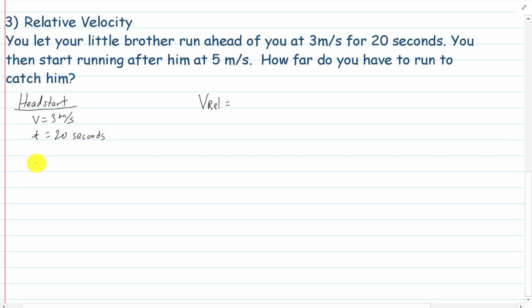So the distance of the head start is velocity times time. Just him running is 20 times 3, which is 60 meters. So that's the head start. Now you start running. Once you start running, it's a relative velocity question. You're running in the same direction, so you have to subtract the speeds, and the catch-up speed is 2 meters per second.